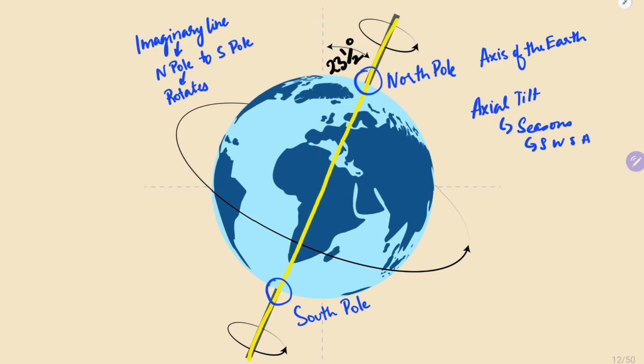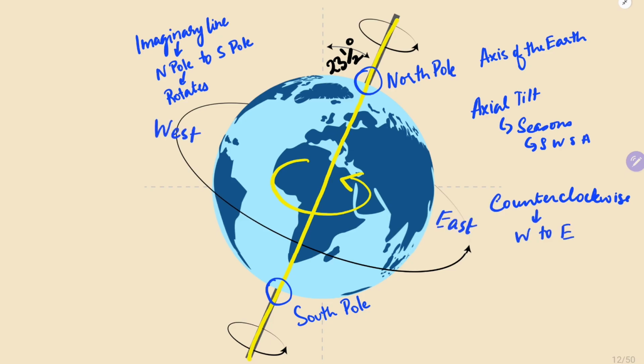Coming to Earth's rotation, the Earth rotates counterclockwise, that is, west to east, around this axis. This rotation is responsible for day and night.